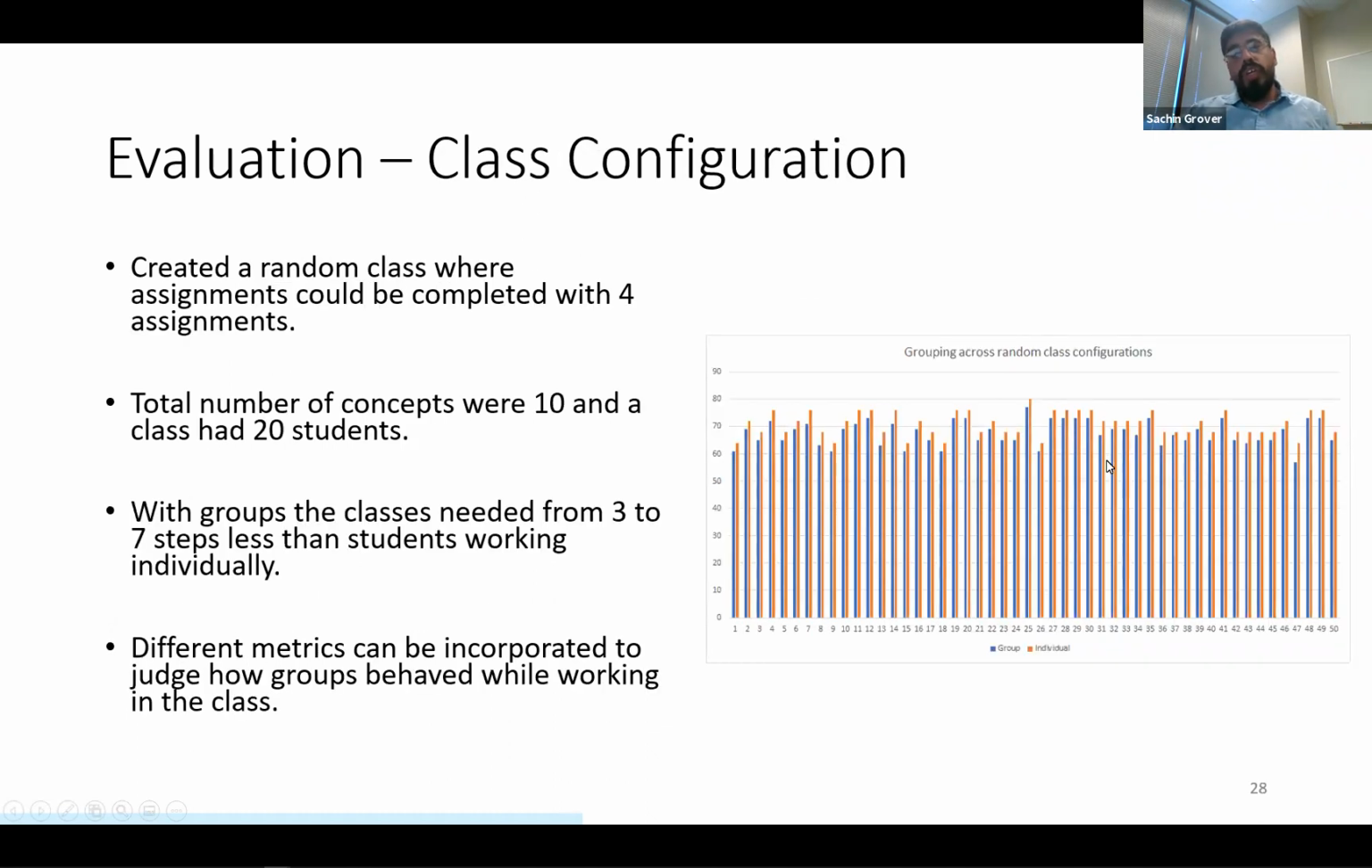Finally, we also wanted to test if we could apply such a technique to different kinds of classrooms that might exist. What we fixed was that there were 20 students in each class, and there were 10 knowledge concepts that they were trying to practice. Any assignment can be done with up to four different knowledge concepts. In that case, we found that the plans our system created were faster by 3 to 7 steps for completing the class unit.